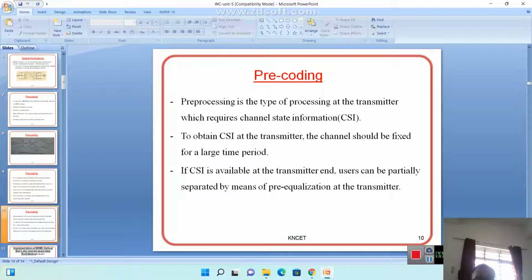Then pre-coding with CSI, channel state information. Pre-processing is the type of processing at the transmitter which requires the channel state information, simply called CSI. To obtain the CSI at the transmitter, the channel should be fixed over a long time period. So in this place we use the channel state information for pre-coding. If the CSI is available at the transmitter end, the users can practically be separated by means of pre-equalization at the transmitter.